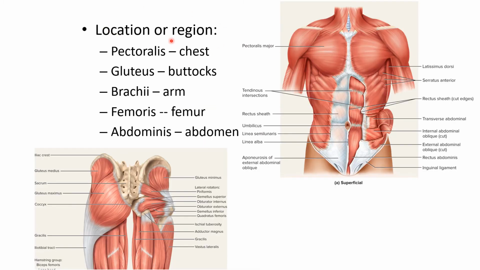So other muscles are named off of the location or region. Like the pectoralis muscle is named because it's in the pectoral region. The gluteus maximus, gluteus, the glutes, the gluteal region. The brachii, meaning arm, so the arm region. Femoris, we're talking about the femur here, so it's going to be near the femur. So these all give away hints to the name of the muscle. Abdominis muscles, the abdominal region.